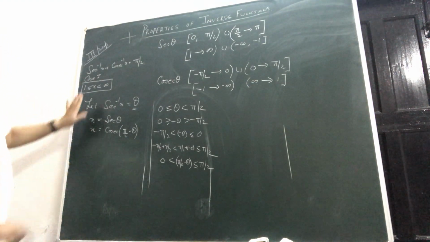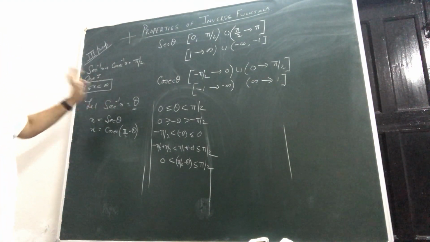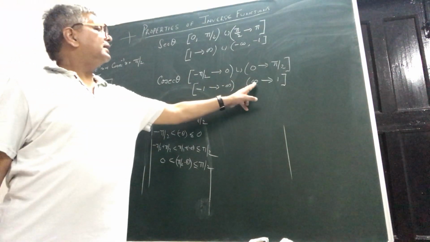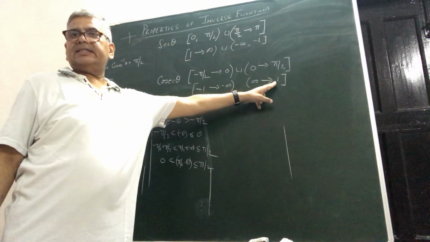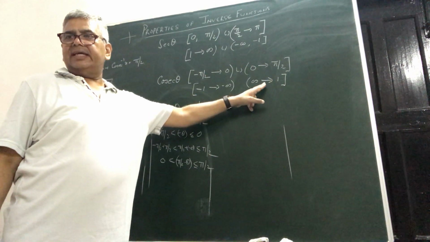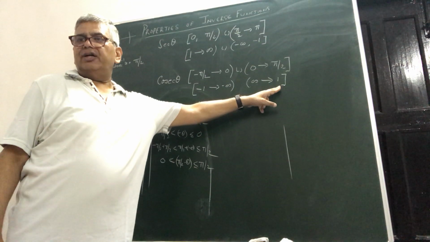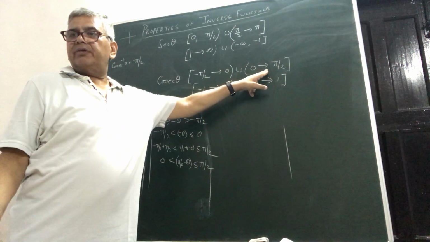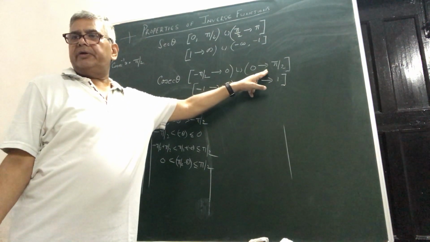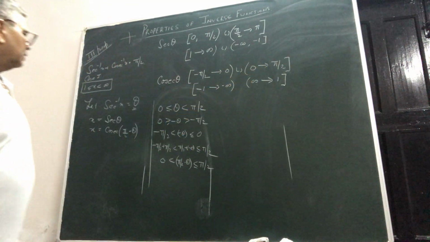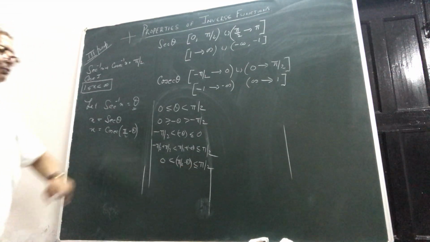X is always positive. It will lie between 1 to infinity. So no issues. And from here you can see that in cosec inverse x, when x is a positive number lying between 1 to infinity, then its range should lie between 0 and pi by 2.